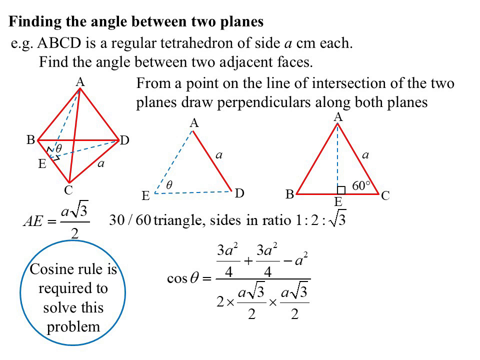Now I'll have 3a squared on 4 plus 3a squared on 4 minus a squared over 2 times a root 3 on 2 times a root 3 on 2, which gives me that cos theta is a third. I have my angle that I'm looking for, 70 degrees 32. So really, it'll be either one of those 2 situations in 3 dimensions.